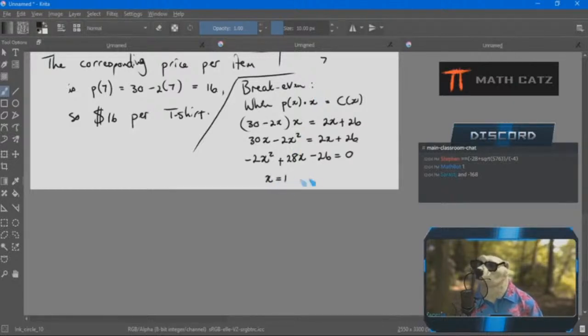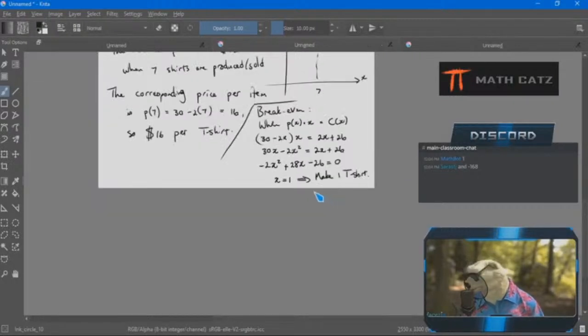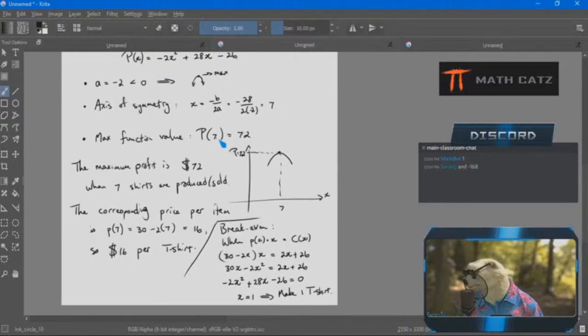x equal to 1, meaning make 1 t-shirt. That does not seem worth it. But this analysis says, according to all the information, if I make 1 t-shirt, I won't lose money. I might lose my time, but I'm not going to lose any money.